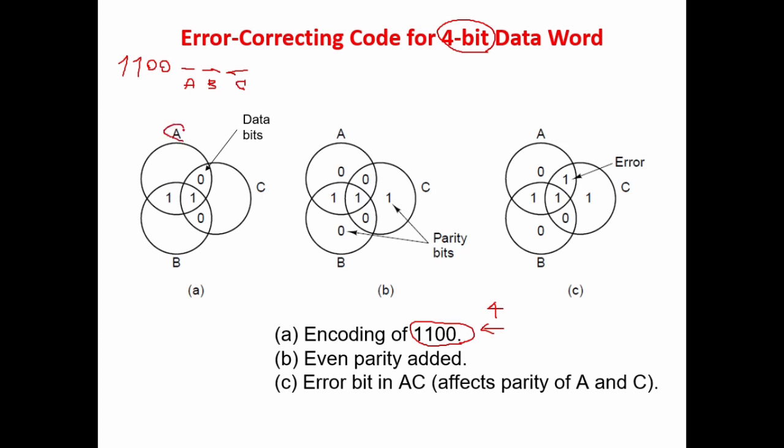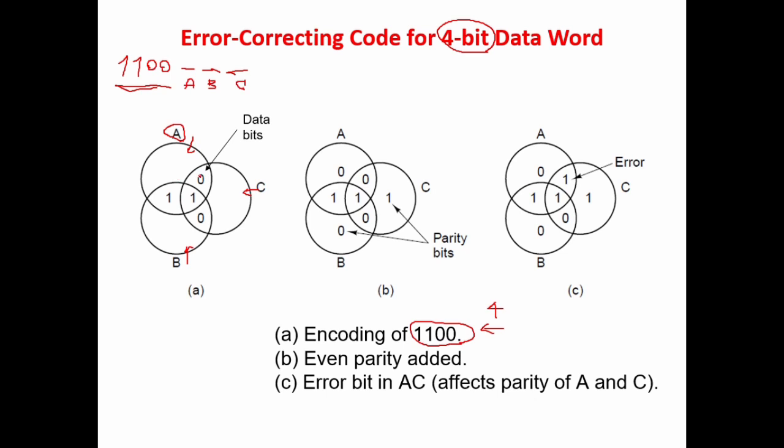For instance, this is A, we draw this circle. For B, we draw this circle. And for C, we draw this circle, right? Because between the 3 circles there are 4 intersections, these 4 intersections are the places of the 4 actual data bits that we want to send. So let's put this data in this way.